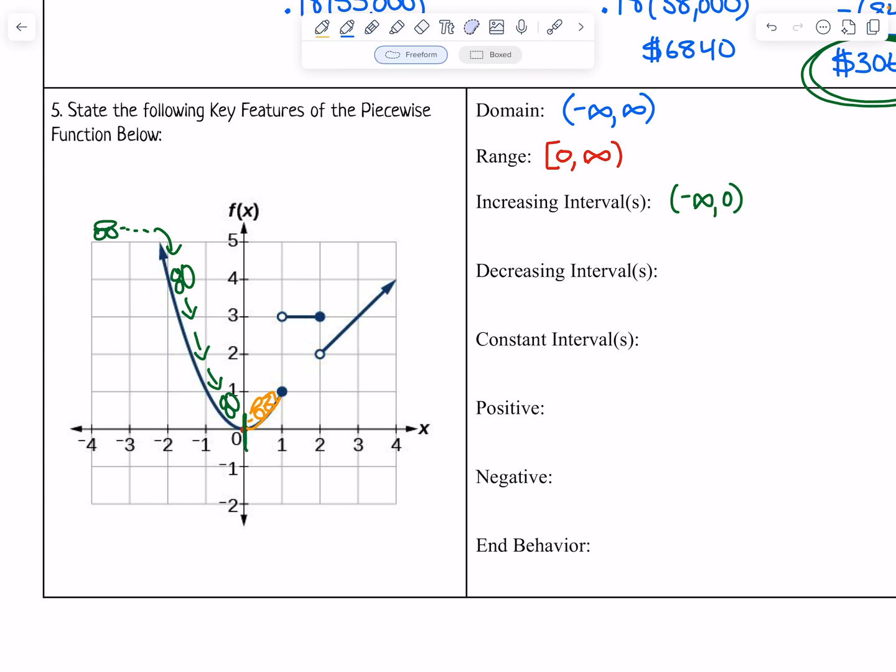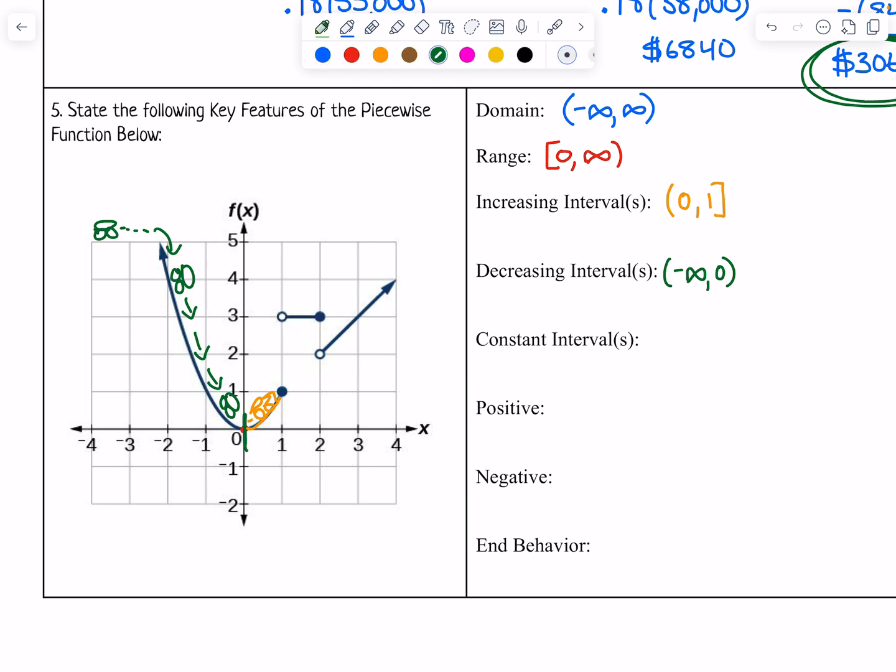So we have to say it increases. I put decrease in the wrong place. Let me move that down. It's increasing from 0 to 1. And we could put a bracket at the 1 since that's the end of that interval, and it's not shared with the next interval. But then I see I have a little flat interval. So that's my constant interval from 1 to 2.